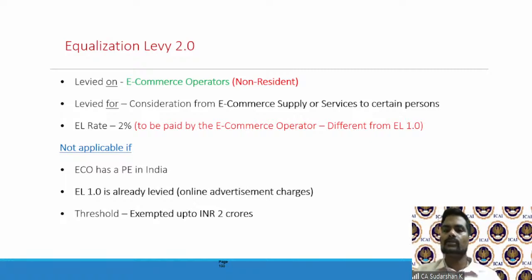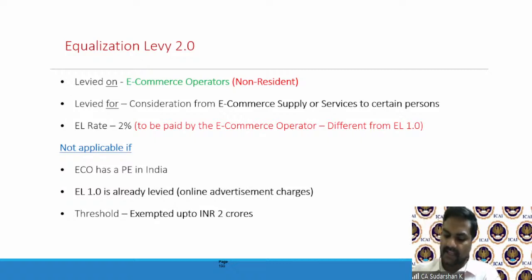So hence what happened was the government decided to expand the scope and came out with a new EL 2.0 with a different and a big avatar, which was again part of Finance Act 2016. So a new section was introduced, section 165A. Earlier, 165 talked about online advertisement. Now 165A, which I will read out and which I've broken down for you.